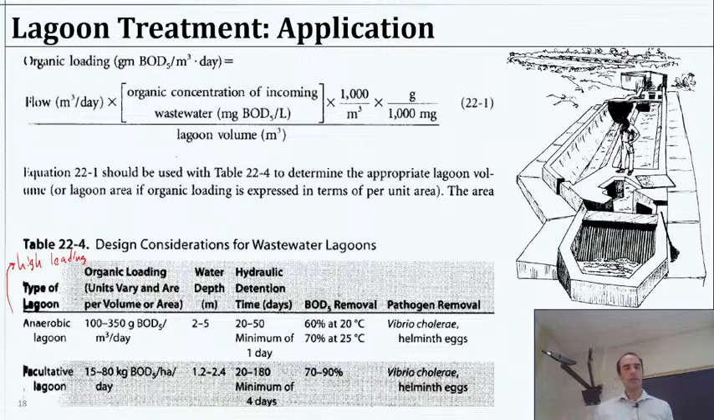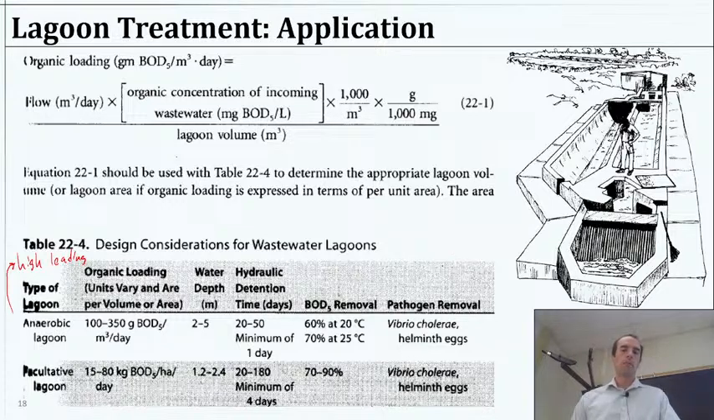The detention time for these at the very minimum would be a few days. I guess 1 day for the anaerobic, but typically 20 to 50, and the facultative 20 to 180. BOD removal percentages, we can see it's a bit temperature dependent. We don't get as much for the anaerobic. And we get some pathogen removal.